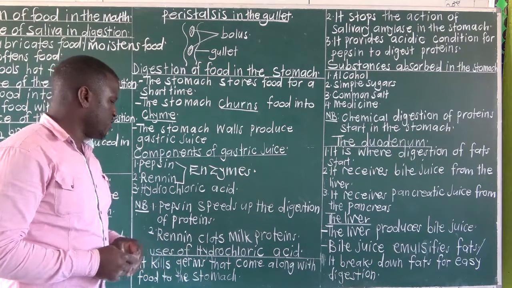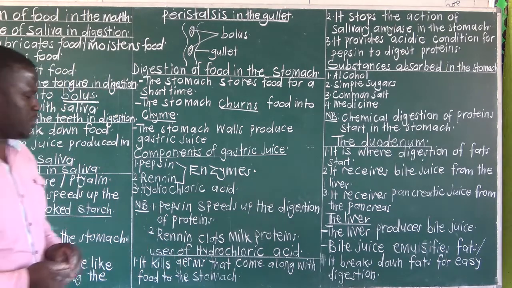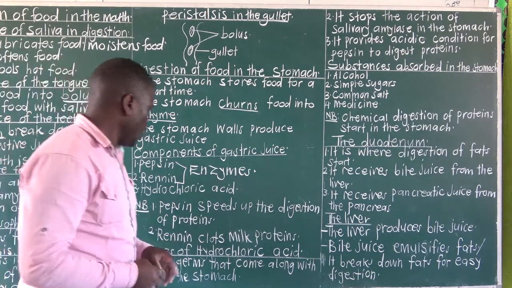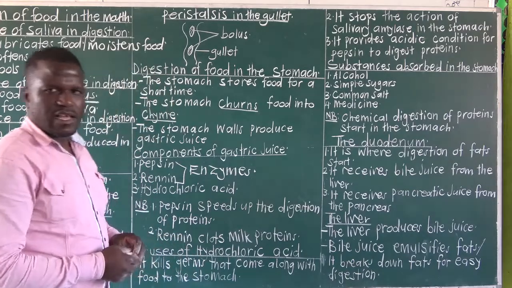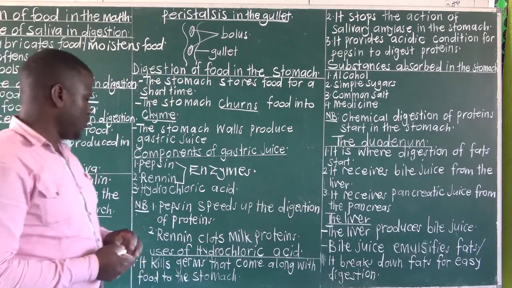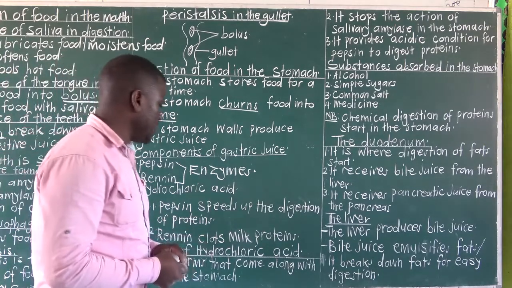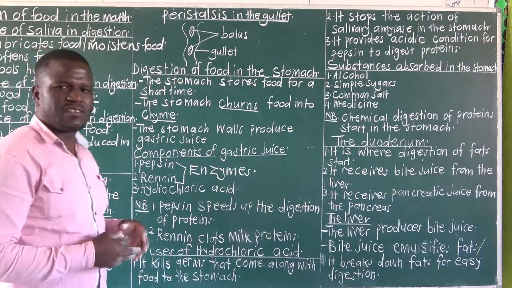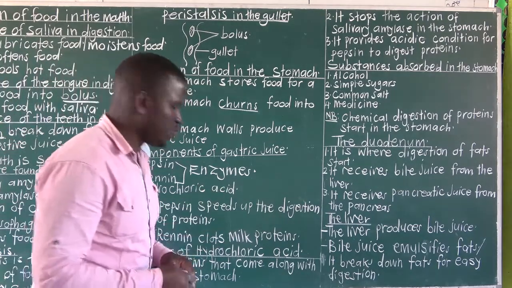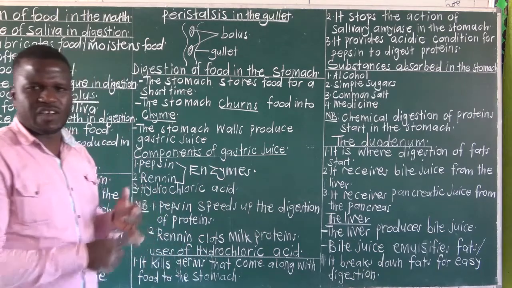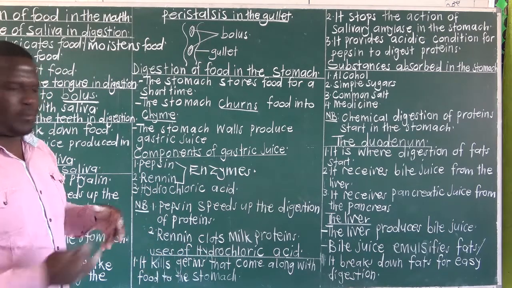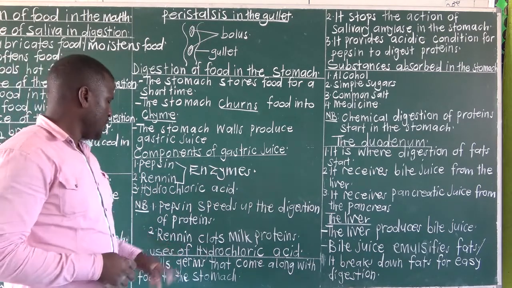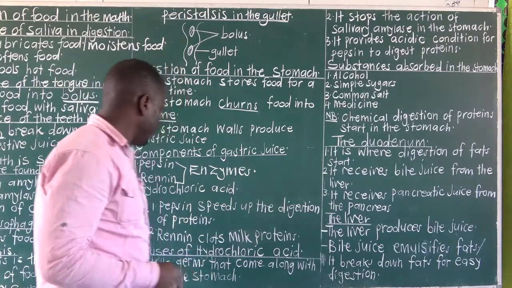This renin clots milk proteins. When you say clots milk proteins, it simply means that it separates proteins in milk from fats. Remember, milk is rich in proteins, rich in fats. So the two can be separated by the help of renin.